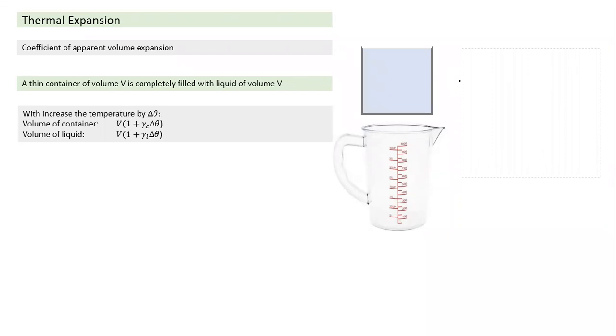There's something called the coefficient of apparent volume expansion. Let's understand what the coefficient of apparent volume expansion is. There are two ways we can understand. One way of visualizing this is there's a container of volume V. So this is a container which has volume V. It is completely filled with liquid, water, of the same volume. If we heat it up, this container is heated uniformly. It means all content is heated slowly so that all parts of the liquid as well as the container have the same temperature at a given instant of time.